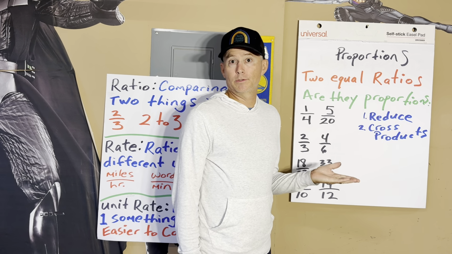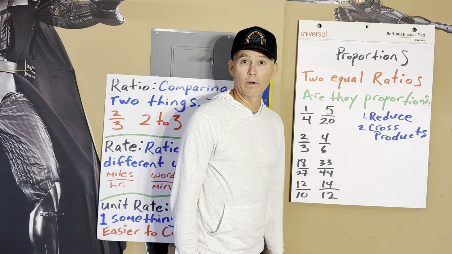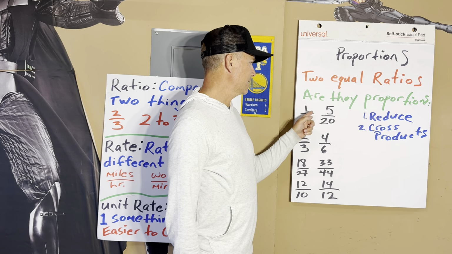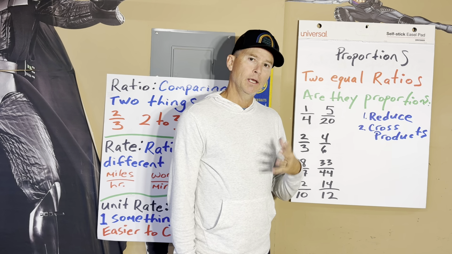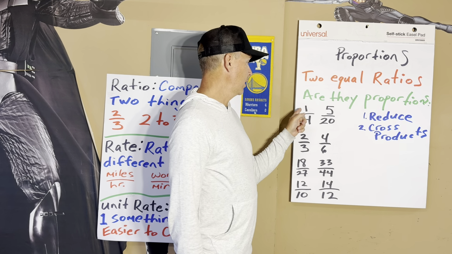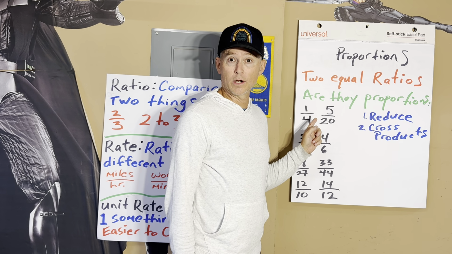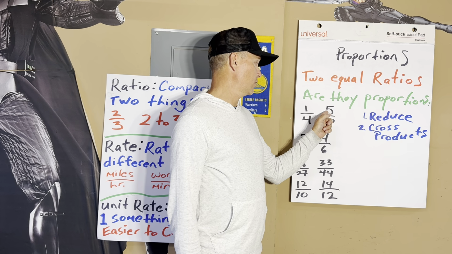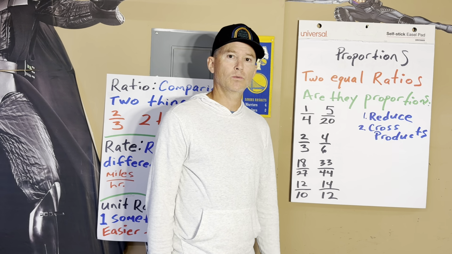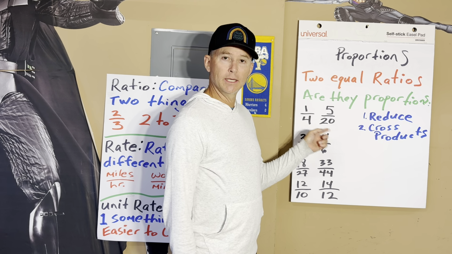So 1/4 is reduced as far as you can go. 5/20 would also be reduced to 1/4, so they are proportional. 1 out of 4 is the same as 5 out of 20. If you're making fruit juice and you put 1 cup of sugar for 4 cups of water, if you do 5 cups of sugar for 20 cups of water, it would have the same sweetness, okay? So the answer to that question is yes.